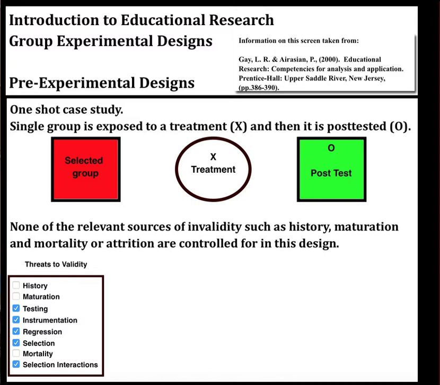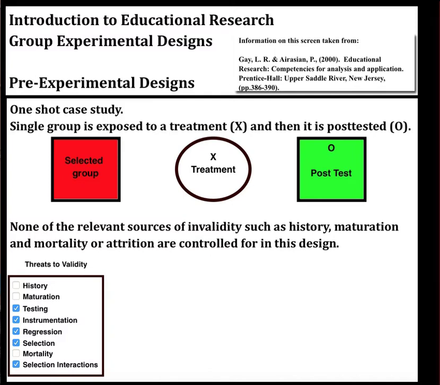The one-case study design consists of a selected group, represented by the red box on the left side of your screen, and that group receives a treatment, that's the circle with the X, and then the group is post-tested, and that's the green box with the O. Okay, and this is a very, very weak design. If you are wearing your formal researcher's hat, it's very weak.